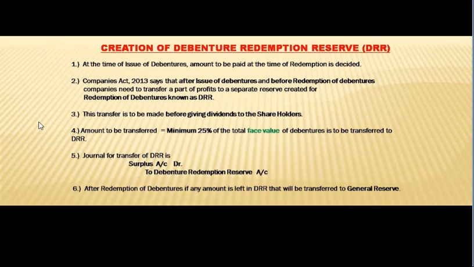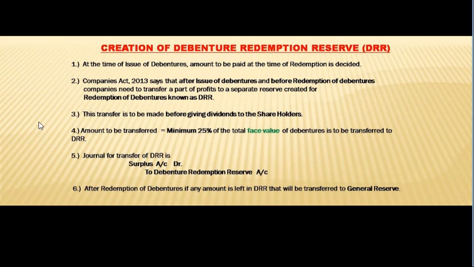The amount to be transferred is minimum 25% of the total face value of debentures. What is important here is minimum 25%, and 25% of what value? 25% of the face value of debentures, and not the discounted or premium value. Whatever is the face value, on that you have to calculate 25%. Minimum 25%. You can transfer more than 25%, but not less than 25%.